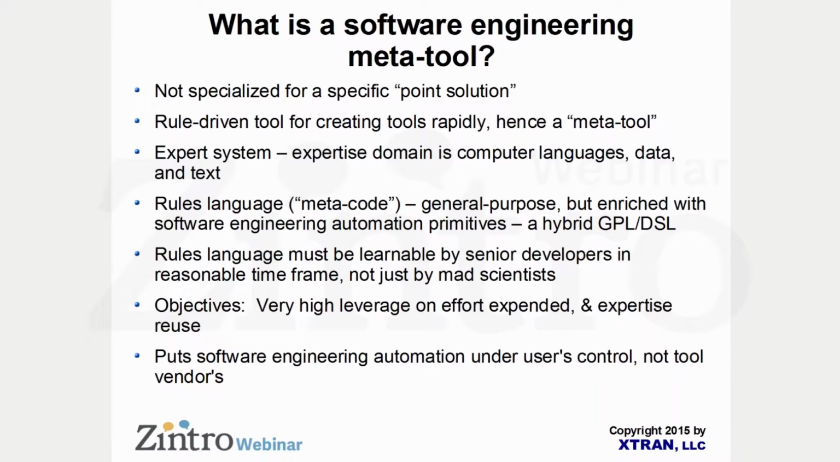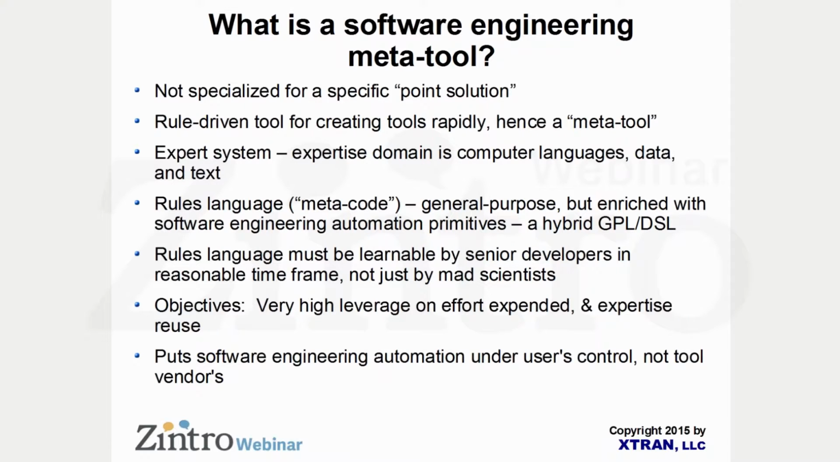On the other hand, a meta tool is an abstraction level up from that. It's not specialized for a particular point of pain. It is rule-driven, and with an appropriate rules language, and we'll talk more about that in a minute, it means that I can create tools fairly rapidly. And that's why, since it's a tool for creating tools, we call it a meta tool. Just like meta is information about information, this is a tool to create tools.